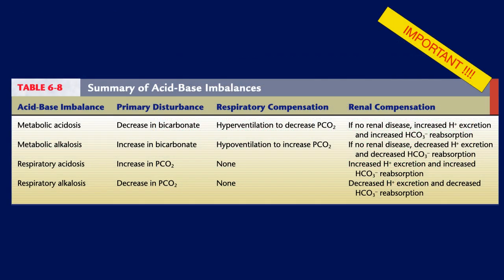And here you have a final table, which is very important to show how lungs and kidneys react to every possible situation of discompensated pH. And notice again that in the case of respiratory cause, the lungs cannot do anything and only the kidneys still can try to compensate. And this is important to keep in mind.